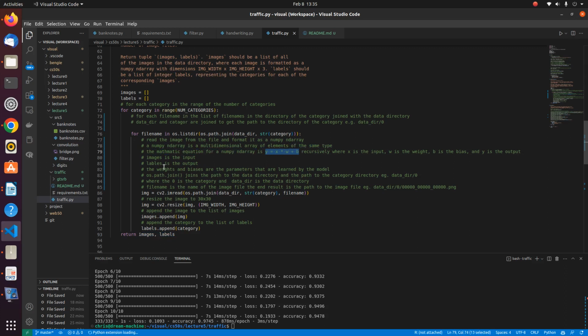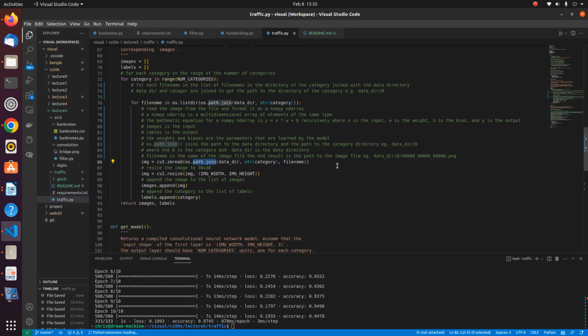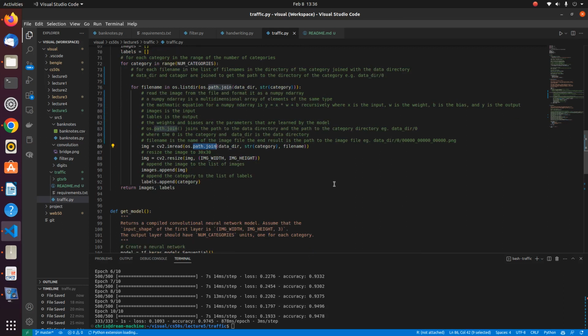And I believe that the image is the input and the labels the output in that equation, and the weights and biases are the parameters that are learned by the model itself. And we used things like os.path.join and os.listdir to make it universal for whatever operating system we're on, so the file structure is correct for each operating system when you run this program.